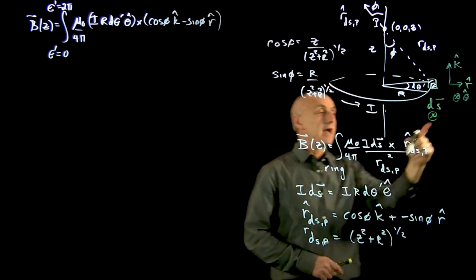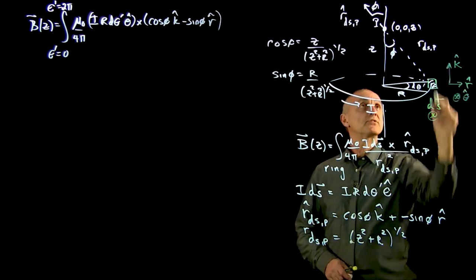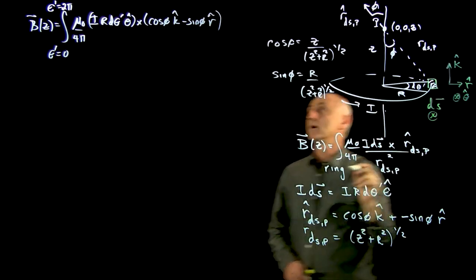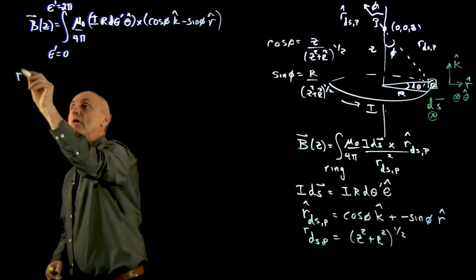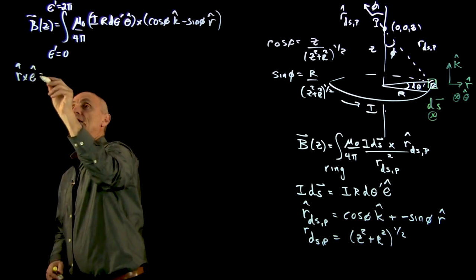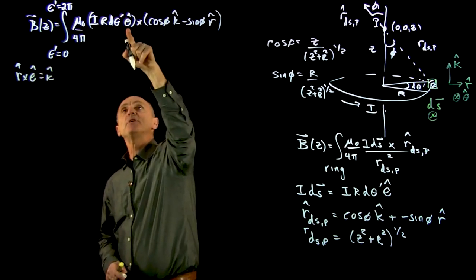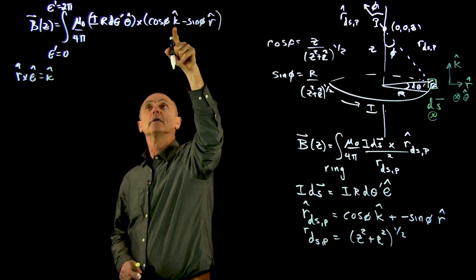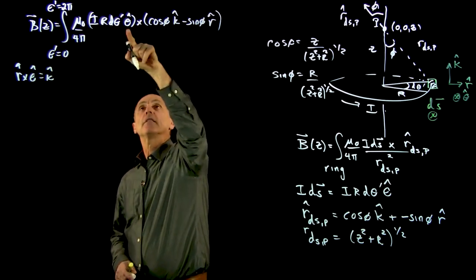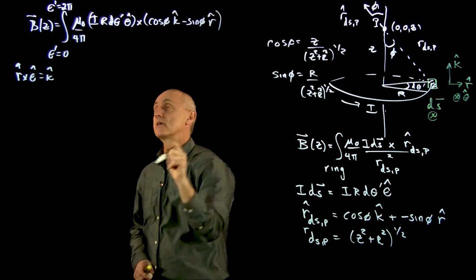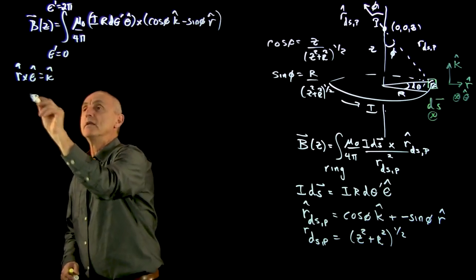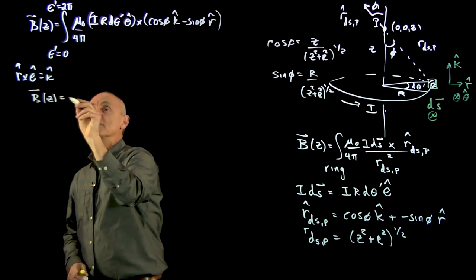Now, again, we always choose a right-handed system so that we can note it over here. R hat cross theta hat is k hat. And when we look at the unit vectors here, we have two pieces. Theta hat cross k hat, that's r hat. And theta hat cross minus r hat is k hat. Now, I'm going to separate these two pieces.